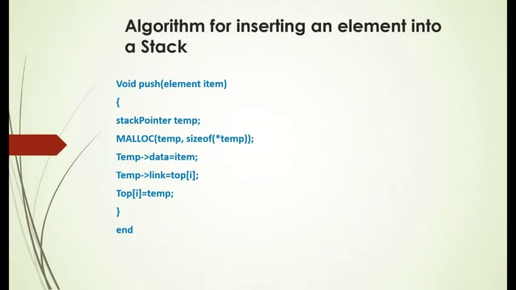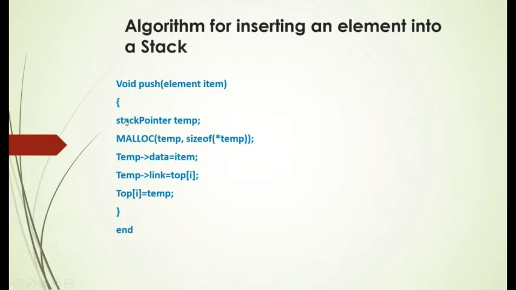Now we will try and understand the algorithm for inserting an element into a stack. At first we would take the element which is to be entered as an input from the user. Now we would create a temporary node. The node will contain two fields which are data and the link. The link will link the node to the top.